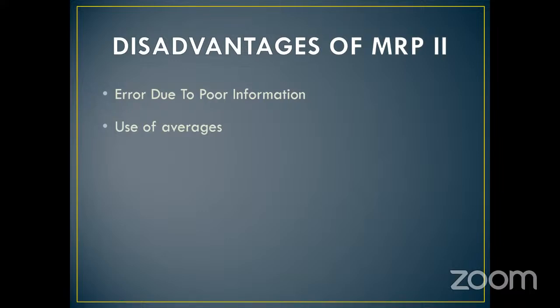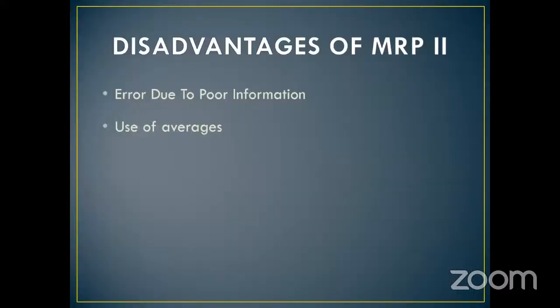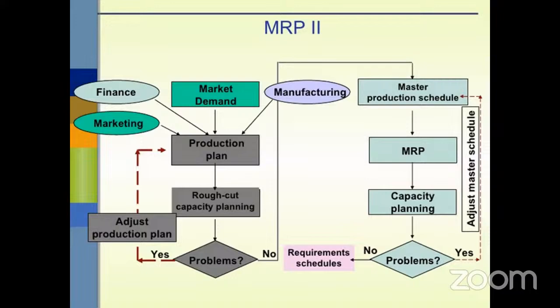So the errors are due to poor information and the use of averages, because we believe in averages for all things, how much to order, when to order, all of it comes under averages. These are the two disadvantages of material requirement planning, or manufacturing resource planning, right? So this is the basic idea regarding MRP1 and MRP2, okay?